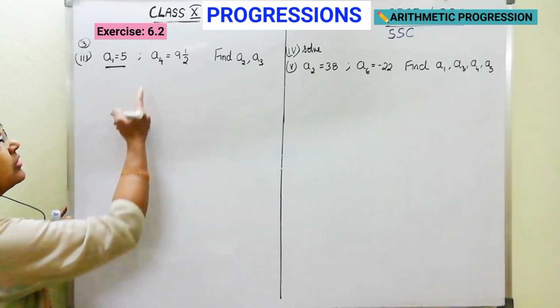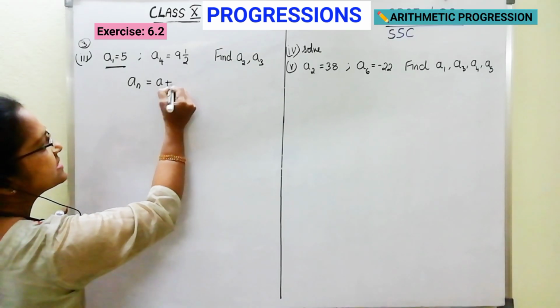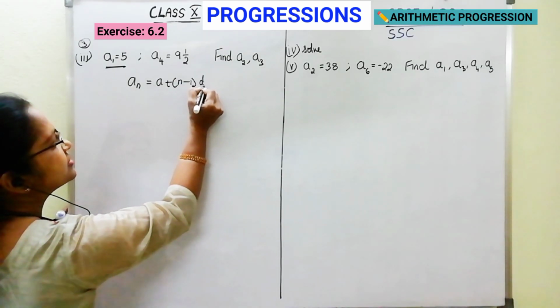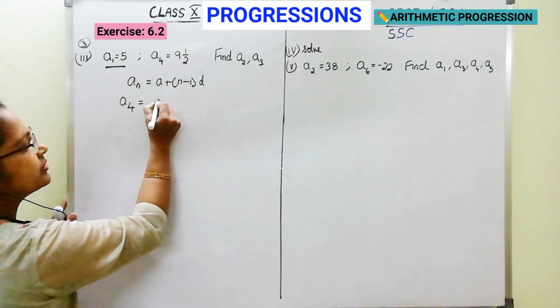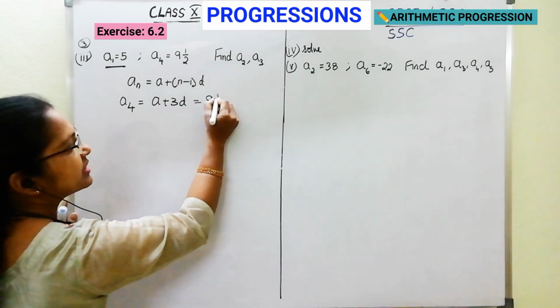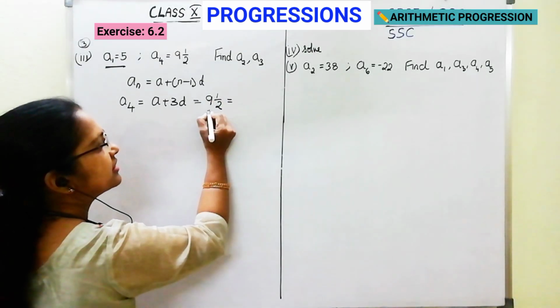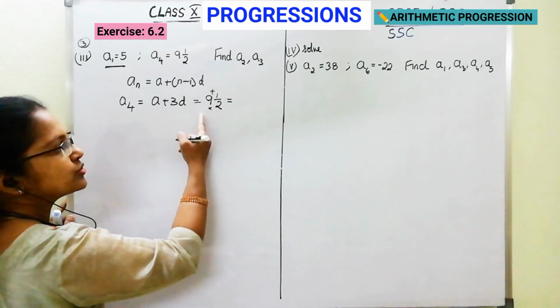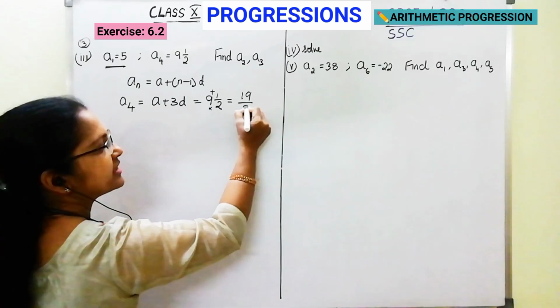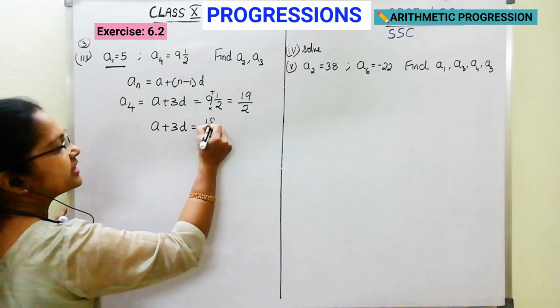Given A1 is 5, A4 is 9 1 by 2. First of all, let us write An is equal to A plus n minus 1 into D. Now A4 is equal to A plus 3D. And the value is given as 9 1 by 2. 9 1 by 2: 2 9s are 18, 18 plus 1, this is plus. So 18 plus 1, it is 19 by 2. Now A plus 3D is equal to 19 by 2.